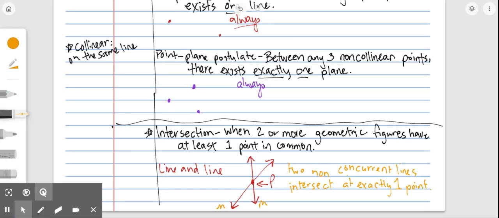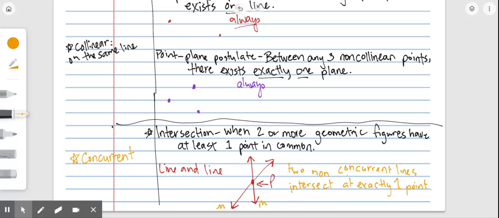Now lines don't always intersect, as we know. We might have parallel lines, which will never intersect. But if they are not parallel lines, and they're not the same line, which is what concurrent means, they'll intersect at exactly one point. So over here I'm going to write what concurrent means, because that's kind of a new vocab word, except we're going to define it again later.